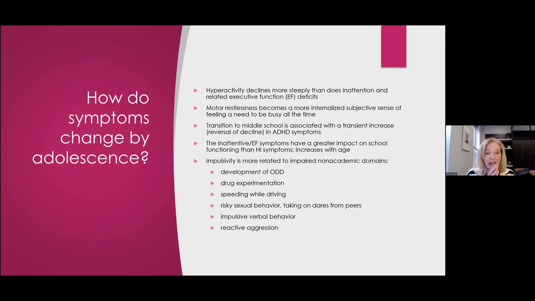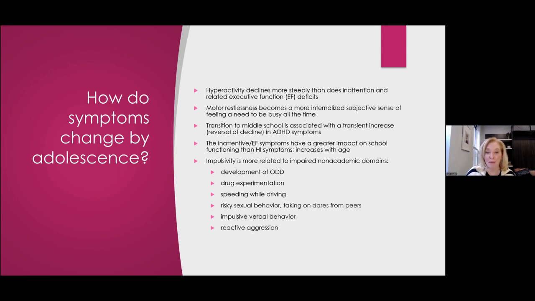And most of these are adversely affected by that delay in self-regulation. I've mentioned this before, the hyperactivity declines more steeply than does inattention. But what happens to the adolescent, and definitely in older adults, is that hyperactivity turns into a motor restlessness, which becomes sort of a subjective or internalized sense of feeling a need to be busy all of the time. And for some, a transition to middle school is associated with a transient increase, a reversal of the decline in ADHD symptoms, meaning that you might have a 7-year-old who's quite hyperactive. They tend to get better. And then as they reach that early adolescence, they become a little bit more hyperactive again. So even though over the lifespan those hyperactive symptoms are going down, there can be a bump in those symptoms of hyperactive or impulsive behavior.